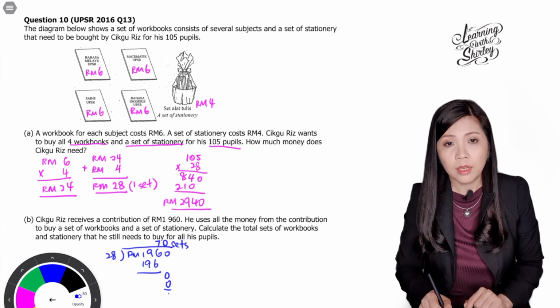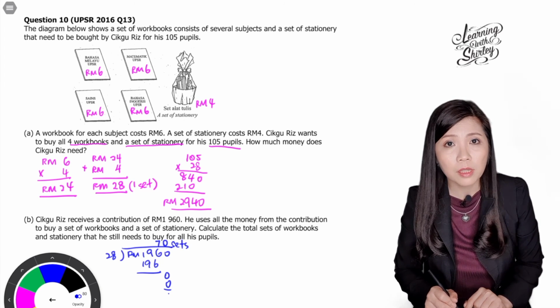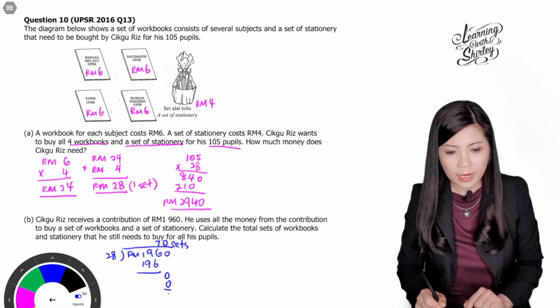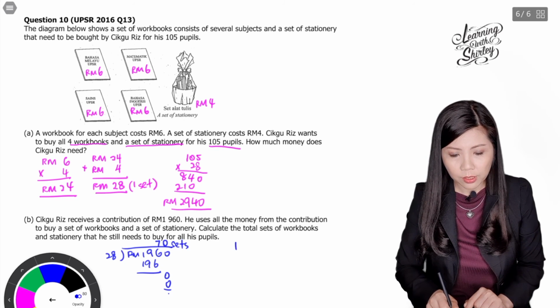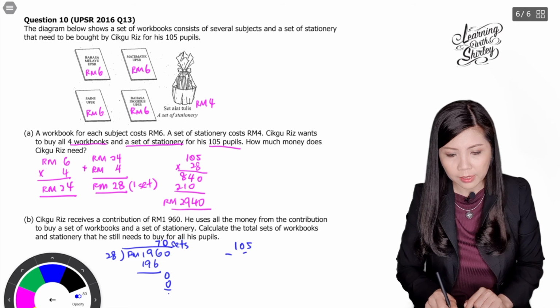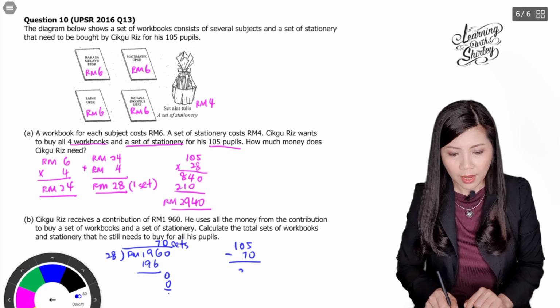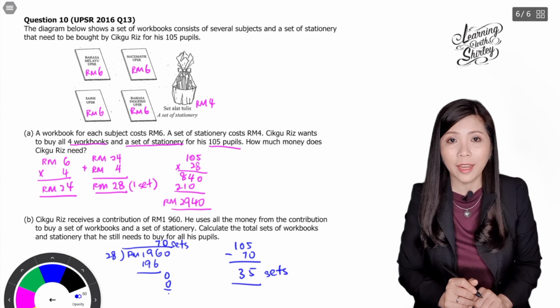But he has 105 pupils. So how many more does he still need to buy? I'm going to use 105 minus 70, and the answer is 35 sets more. So that's the answer.